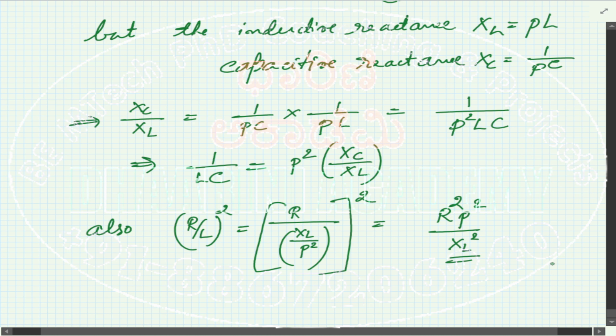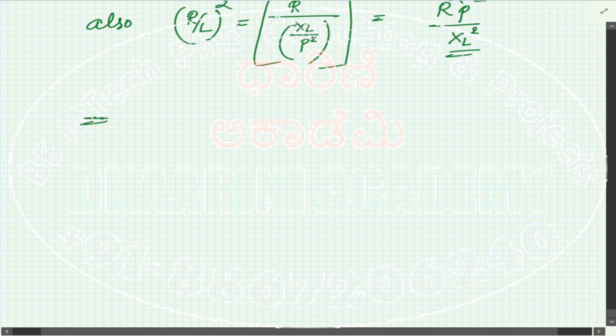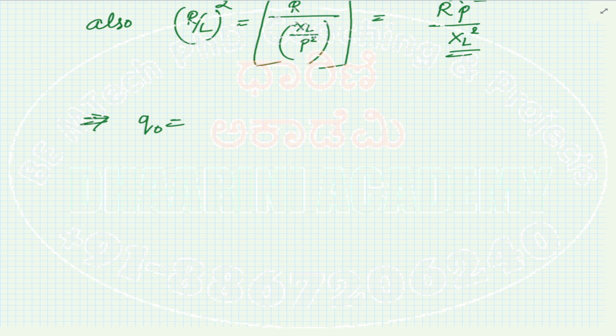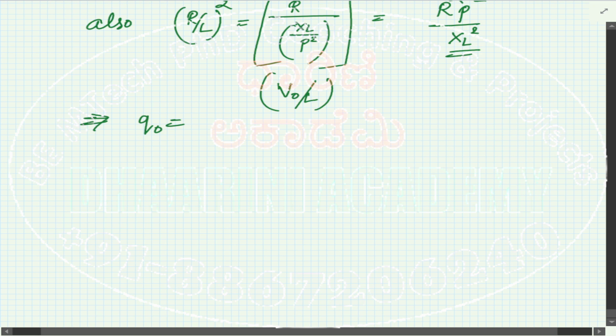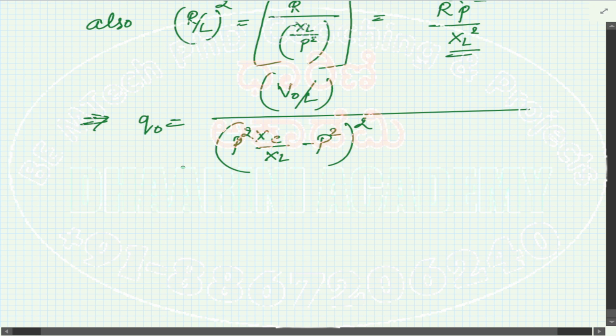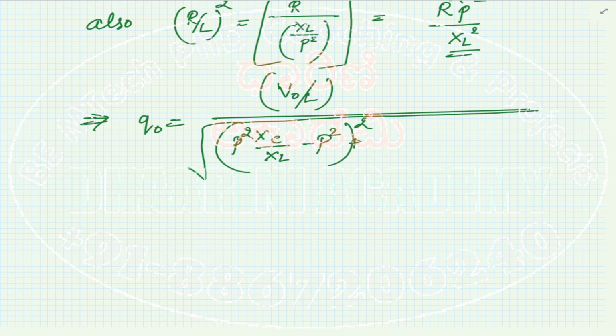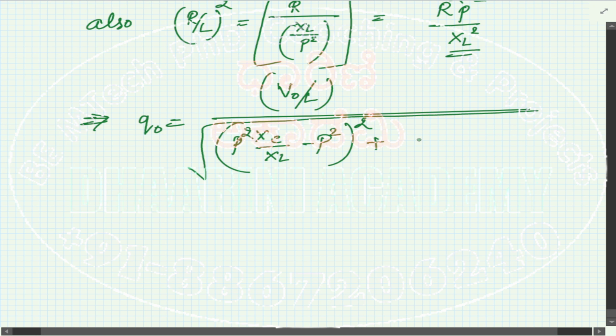Right, now all these values, let us substitute back in the previous equation. So this implies the value of Q naught can be, so just see what we had substituted, whatever we got earlier. So we'll substitute everything back. This is first term, numerator is V naught by L, and in the denominator we had the omega square, so that can be replaced by P square into XC by XL minus P square whole square. First term, sorry, there is a square root, okay, root of this term whole square plus the next term is R square P square divided by XL square into P square.